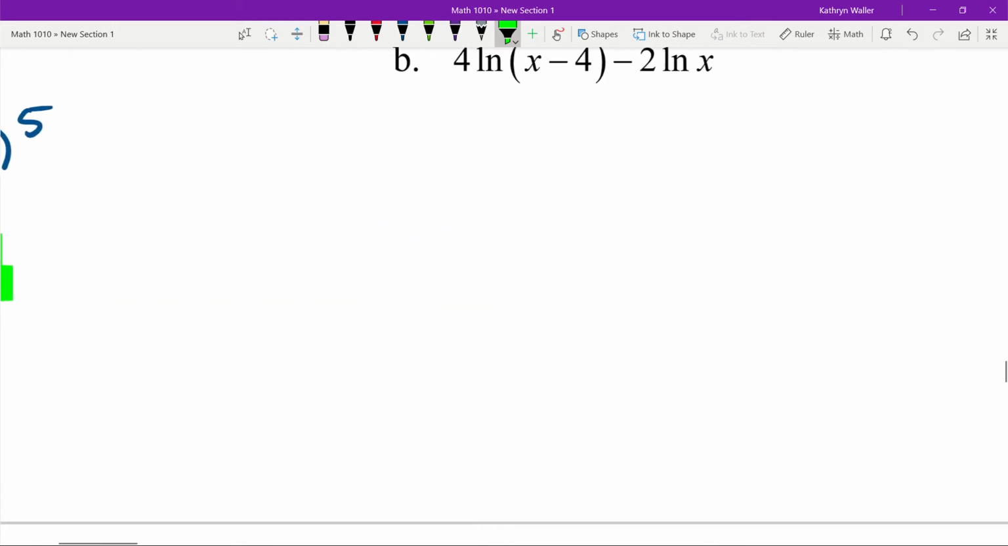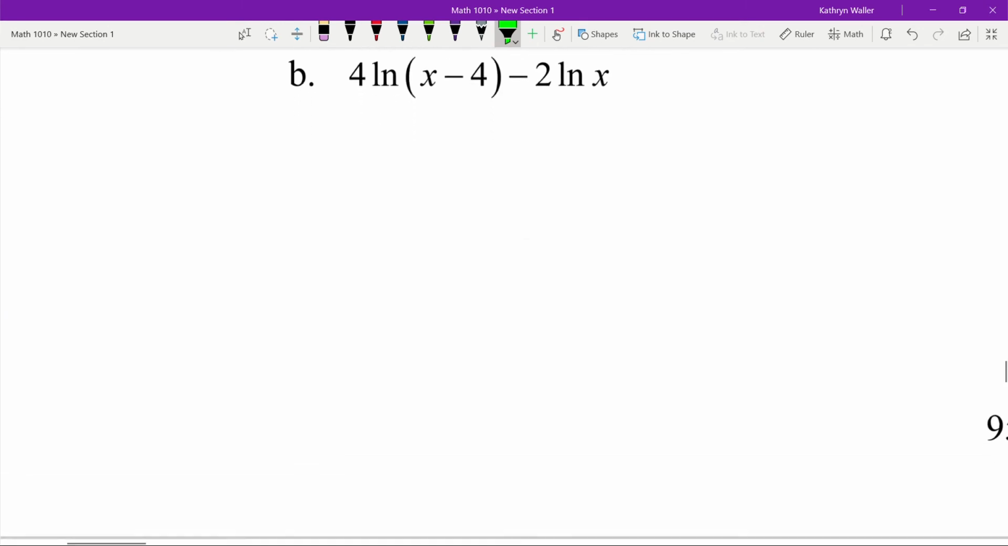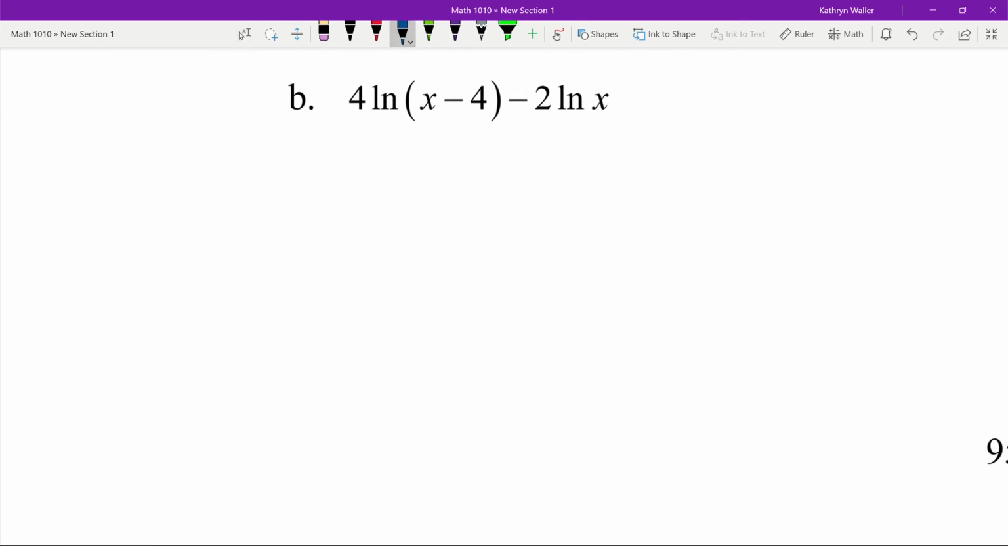Okay, let's do question B. One word. Tell me the word. Just one word. That's all I want from you. What's the word I'm looking for? Exponents. So this is the ln of (x minus 4) to the 4th minus the ln of x squared.